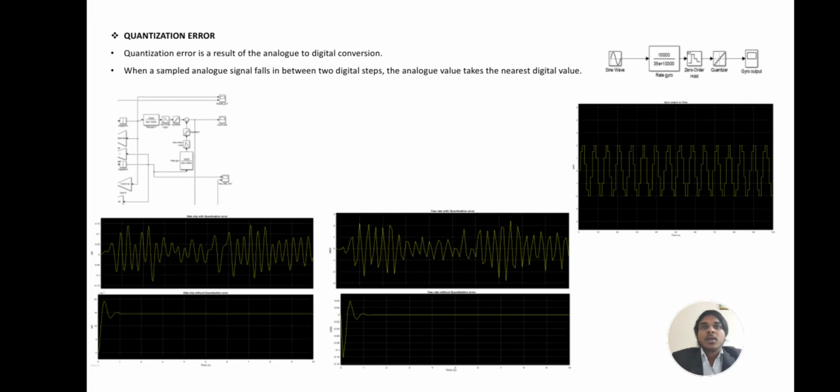Let's look at the quantization error. Quantization error is a result of the analog to digital conversion. When a sampled analog signal falls in between two signal steps, the analog value takes the nearest digital value, and the system becomes unstable.